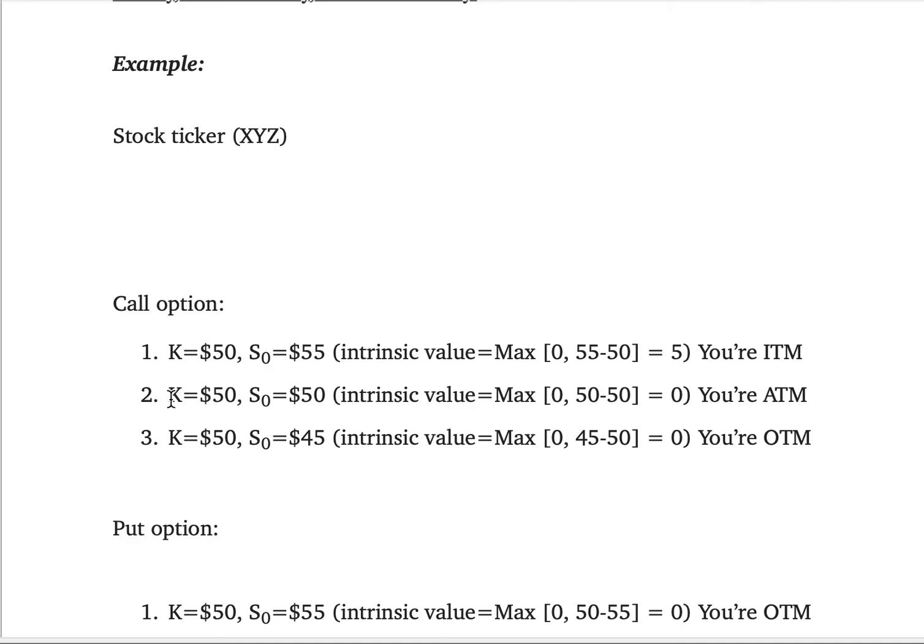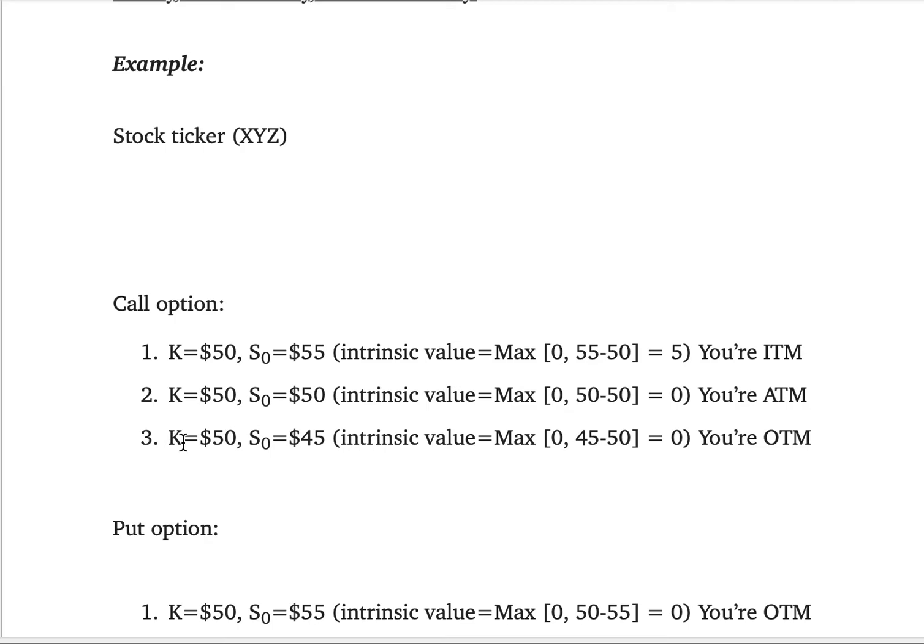Example number 2. We have a strike price of 50, a stock price of 50. How do you calculate intrinsic value? Well, you take the maximum between 0 and 50 minus 50. 50 minus 50 is 0. What is the higher number between 0 and 0? Well, it's obviously 0 here. So you're at the money. At the money means your strike price is the exact same as your stock price.